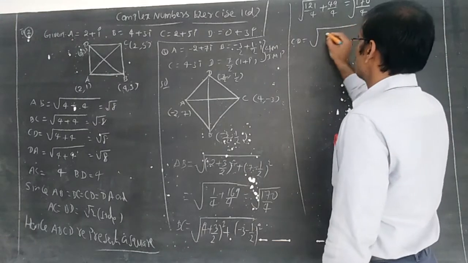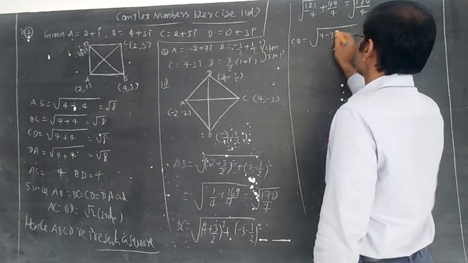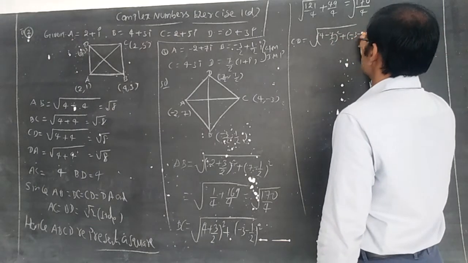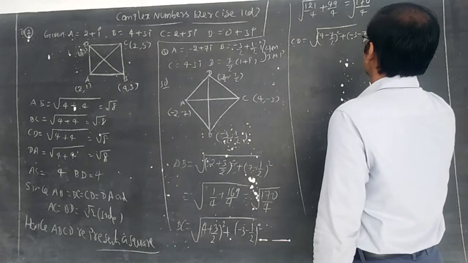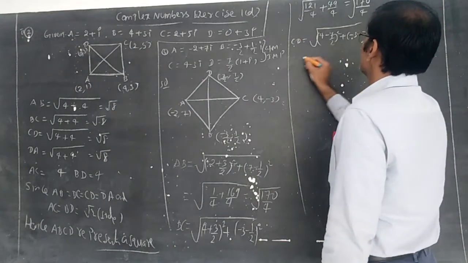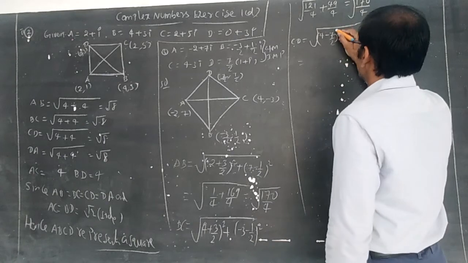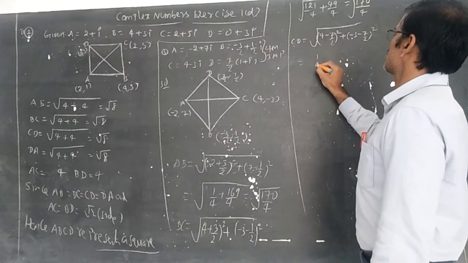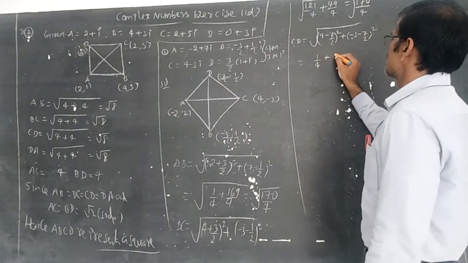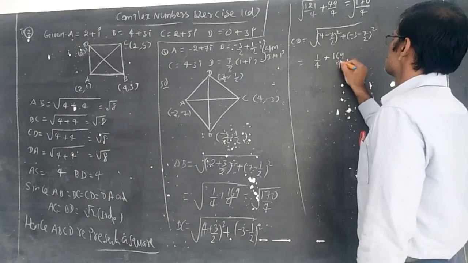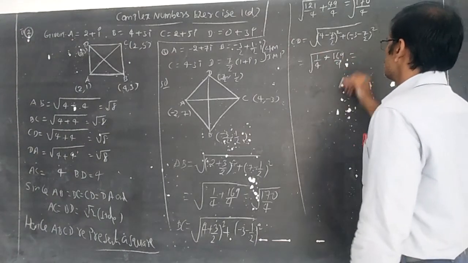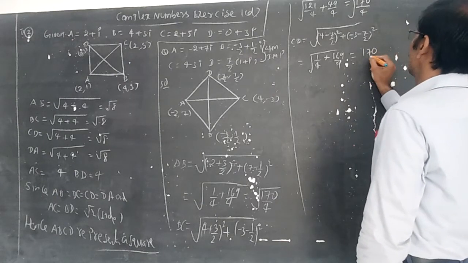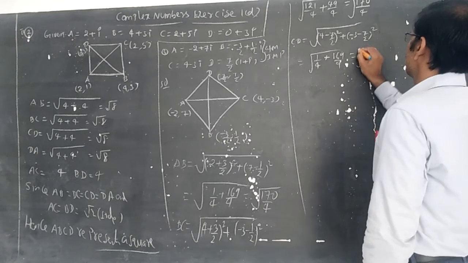Next CD is equal to root of (4 minus 7 by 2) whole square plus (minus 3 minus 7 by 2) whole square. 2 4's are 8, 8 minus 7 is 1. So 1 by 2 whole square is 1 by 4, plus 2 3's are 6, 6 7's are 13. 13 by 2 whole square is 169 by 4. It is root of 170 by 4.